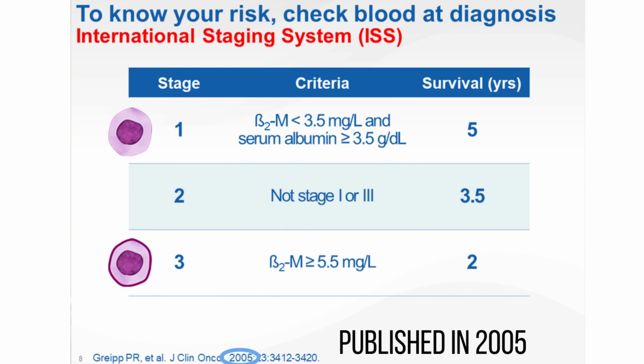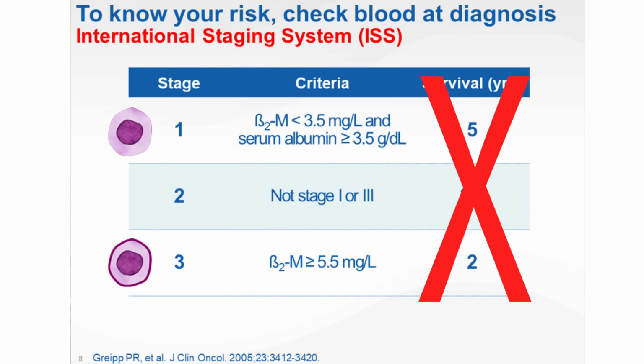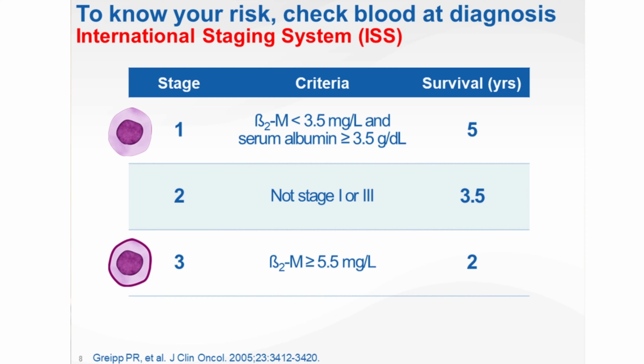This was published a really long time ago, based on patients treated an even longer time ago. So ignore the columns on the right. This does not suggest the survivals that are accurate or indicative of what is expected today. But what this talks about and reflects is the biology of the myeloma, that is still accurate. A high beta-2 microglobulin before the treatment is always a bad thing.